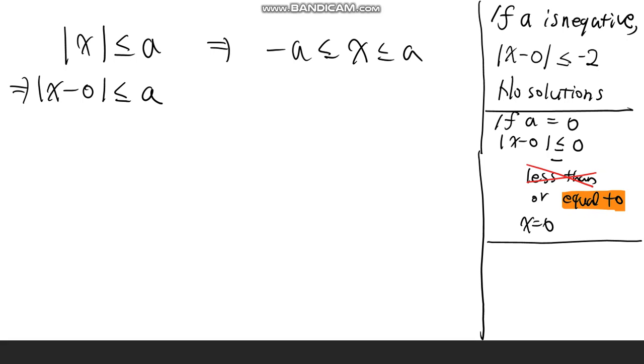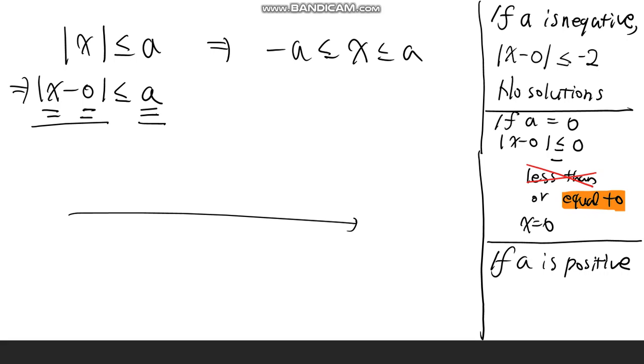Now, generally we consider our a to be positive. Okay, let me write down what happens if a is positive here. So if a is positive, then the distance between x and 0 should be less than a positive value. So now this is always a positive value. Now let's think about it. Then you have 0 here, and the distance between x and 0 should be less than a.